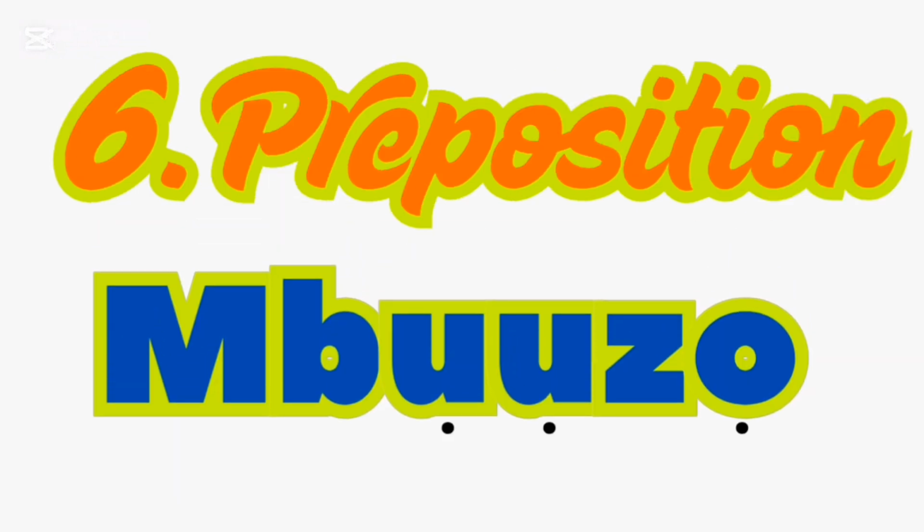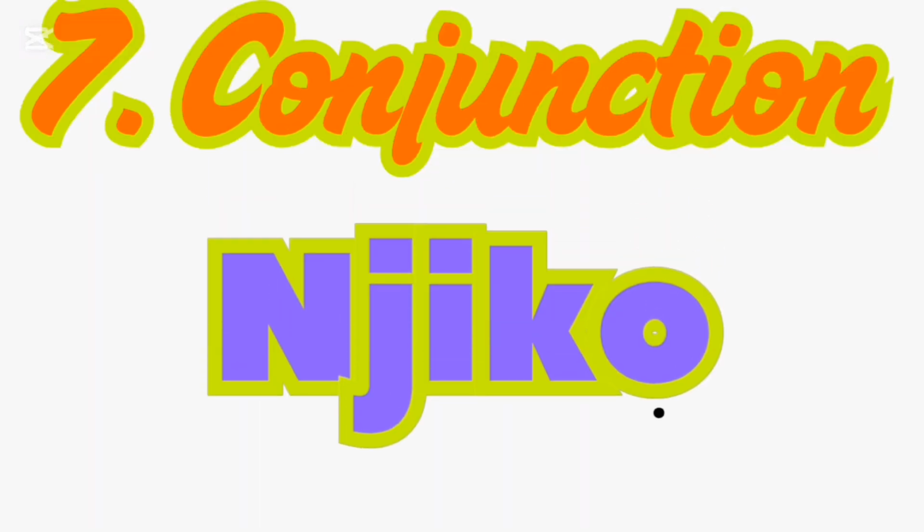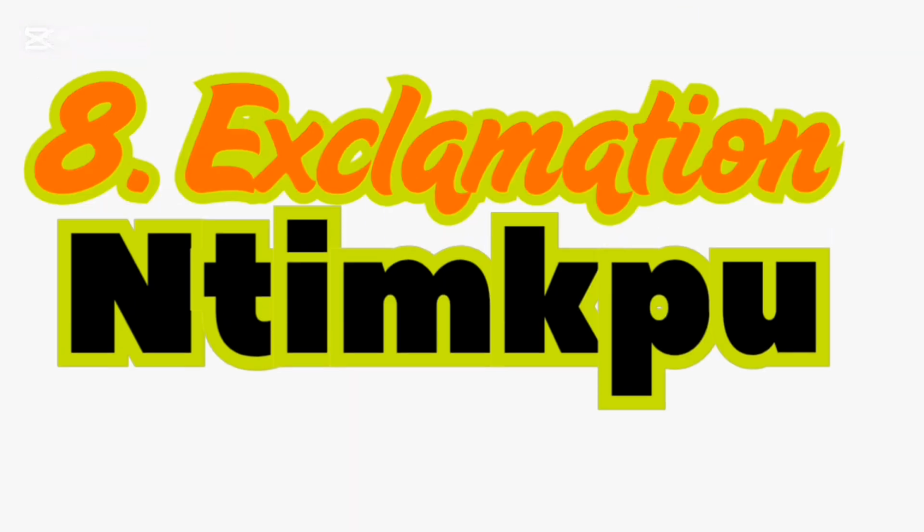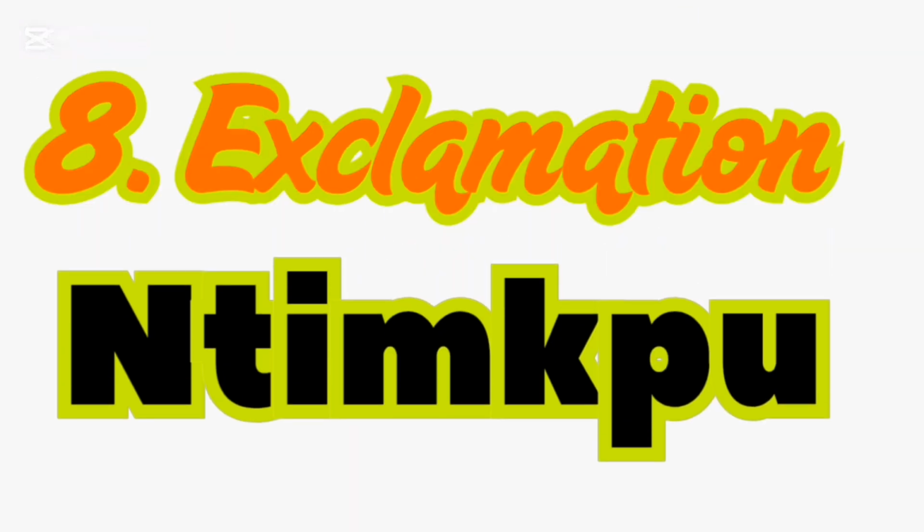Number 6, preposition is called mbuzo. Number 7, conjunction is called njiko. Number 8, exclamation is called ntimbu.